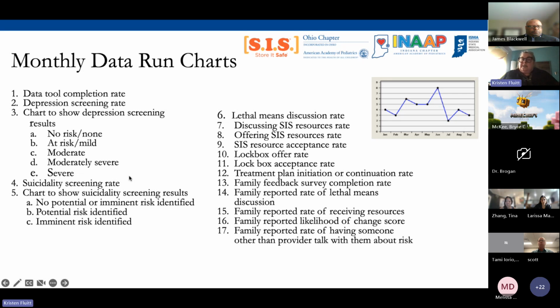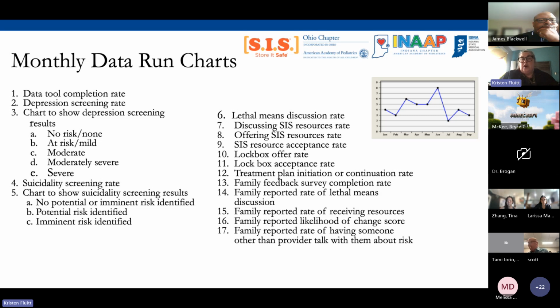Just wanted to show you this to say when we do send you monthly data, this is what you're going to see. There's going to be several data run charts. The very first thing we need is to see you entering data. So the first chart we're going to look at is what's the rate that you're actually completing data entry.